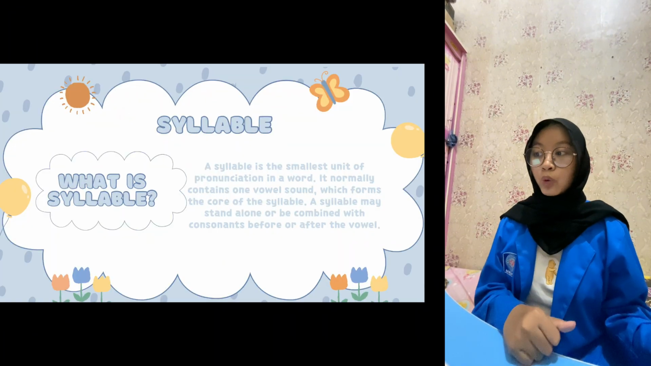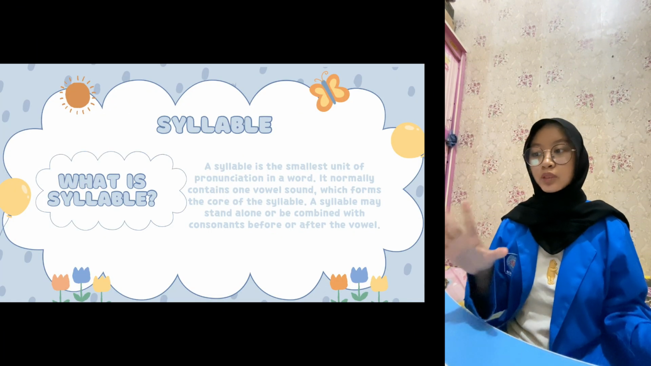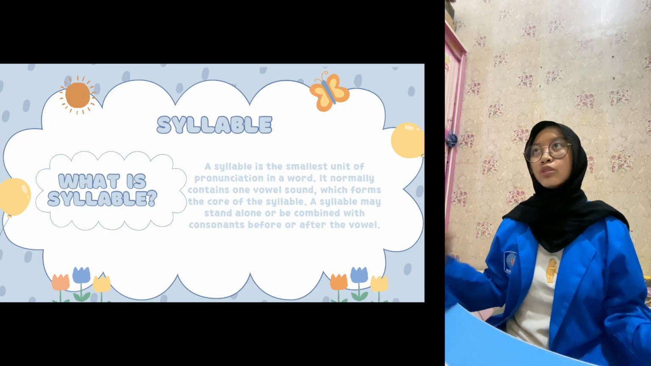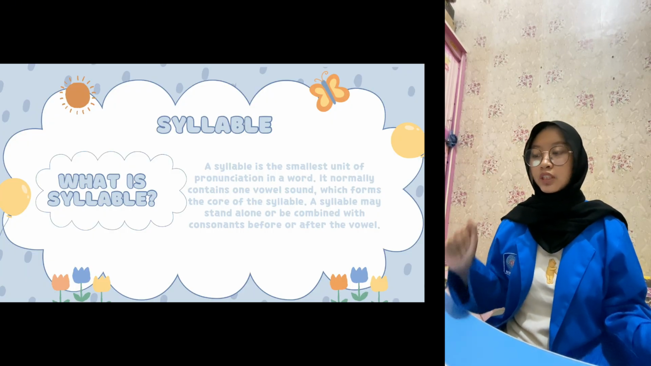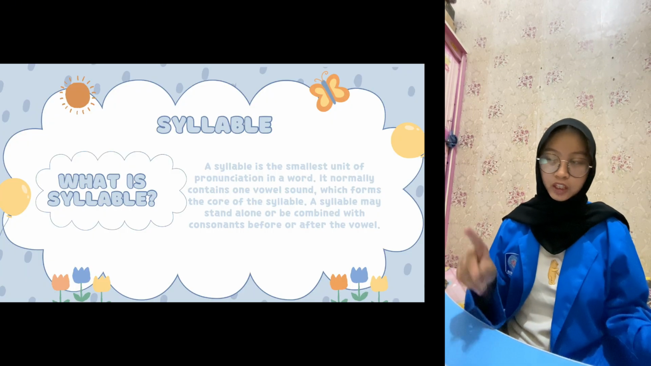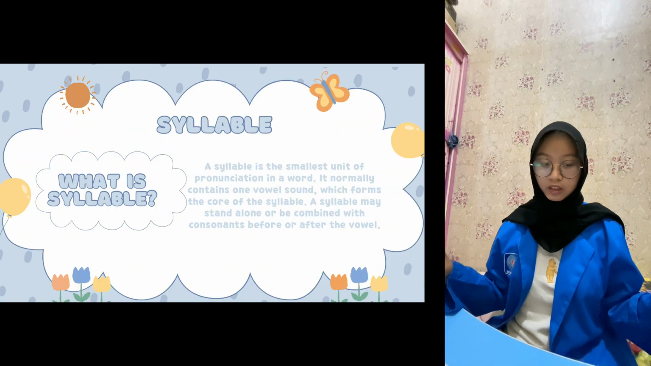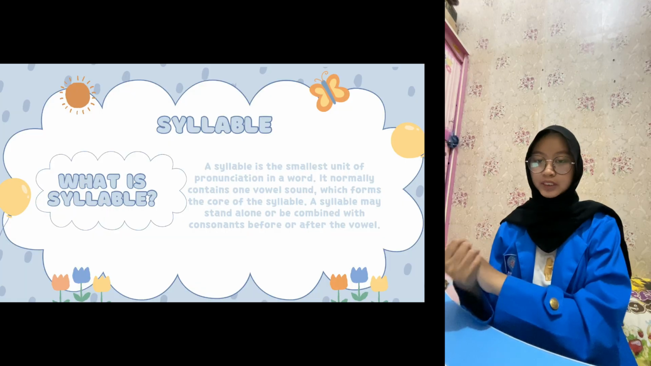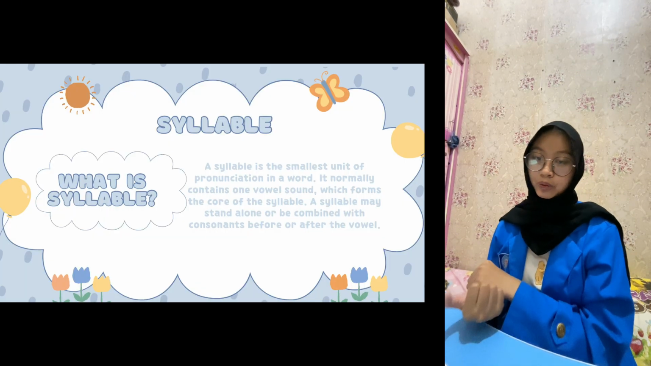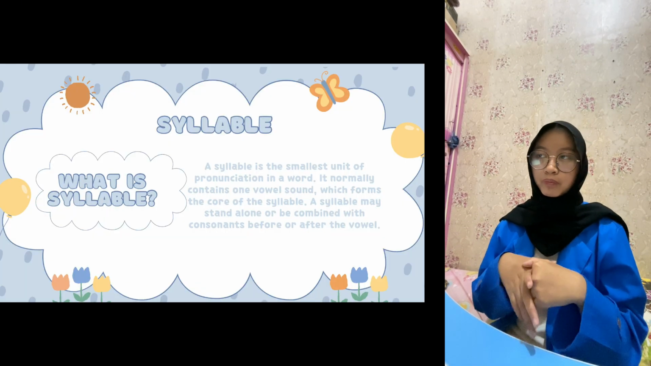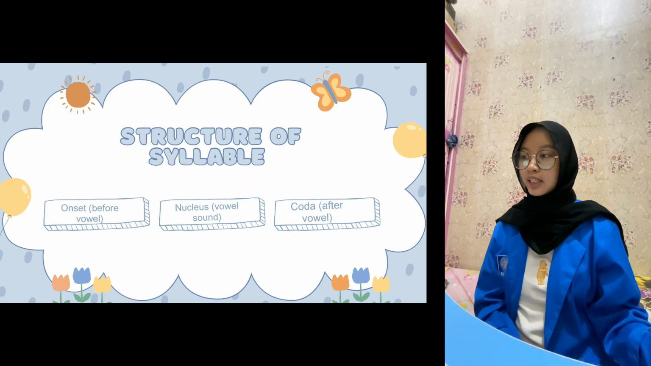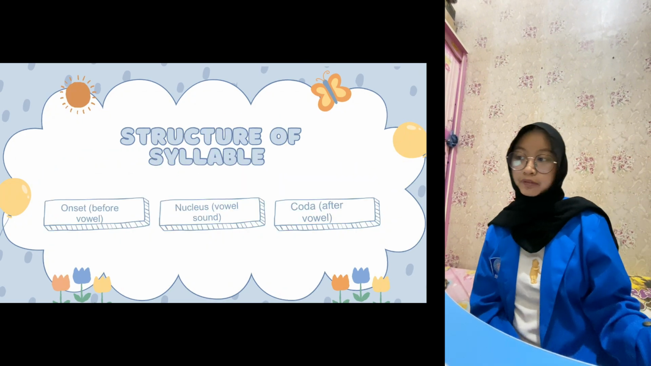First up, syllable. What is a syllable? A syllable is the smallest unit of pronunciation in a word. Usually a syllable contains one vowel to form the core of the syllable. The syllable itself can stand alone or can be combined with other consonants. And the next is the structure of a syllable.